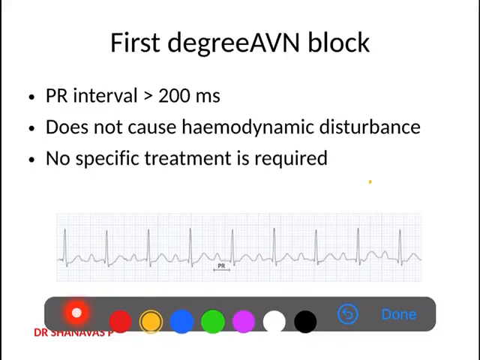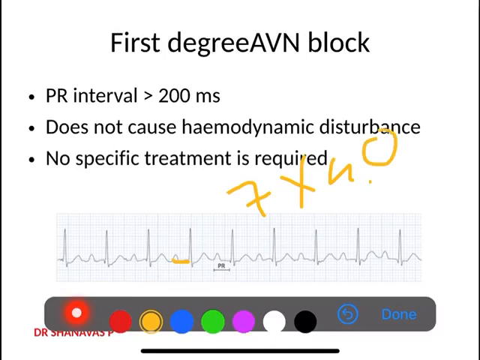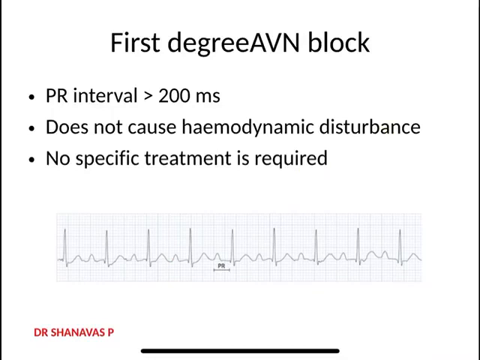So come to the ECG. If you are counting the number of small boxes in this, from the beginning of the P to the beginning of the QRS, you can see there are 7 small boxes. That is, it is 7 into 40, that is 280 millisecond. That is, the PR interval here is prolonged, and there is no other abnormality. Okay, so such type of an AV nodal block is called a first degree AV nodal block.